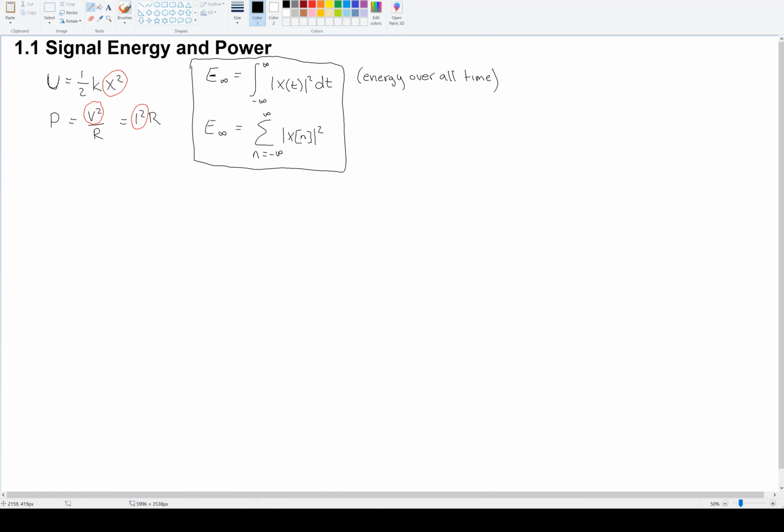this is not good notation in mathematics, and so what we define as average power over all time is the limit as some capital T goes to infinity of 1 over 2T times the integral from minus T to plus T of the square of the absolute value of the signal.